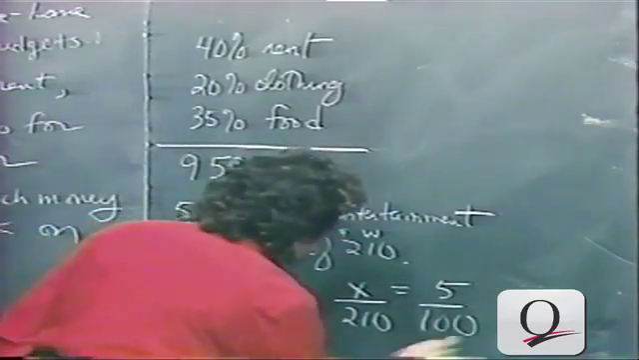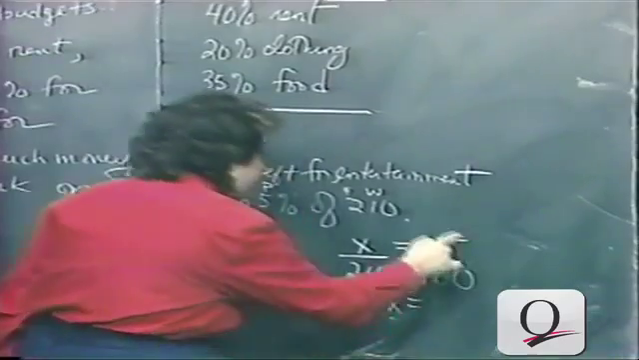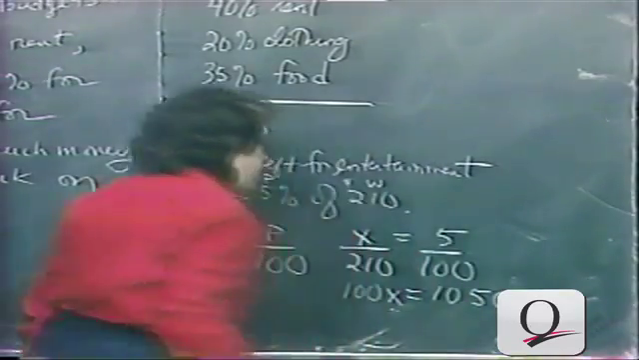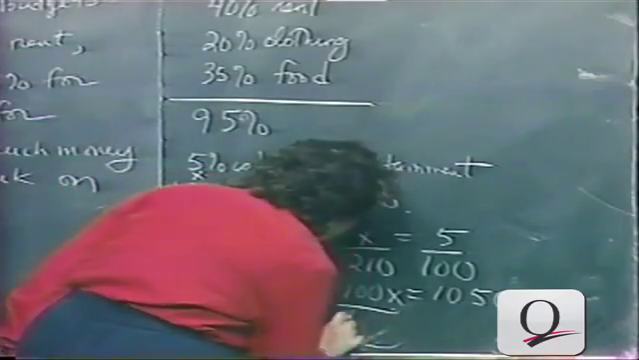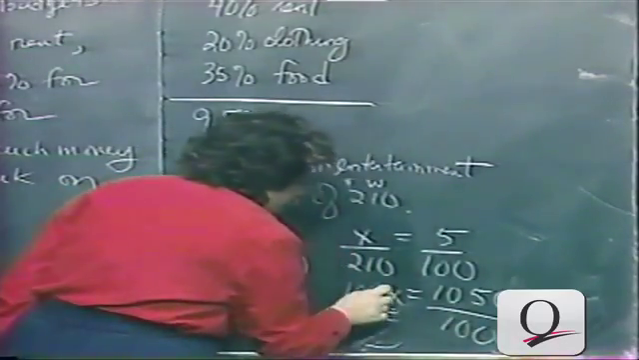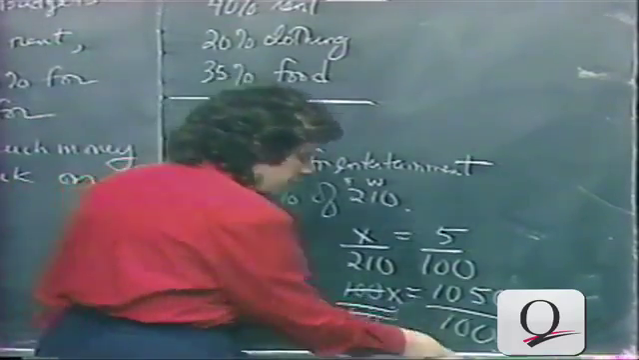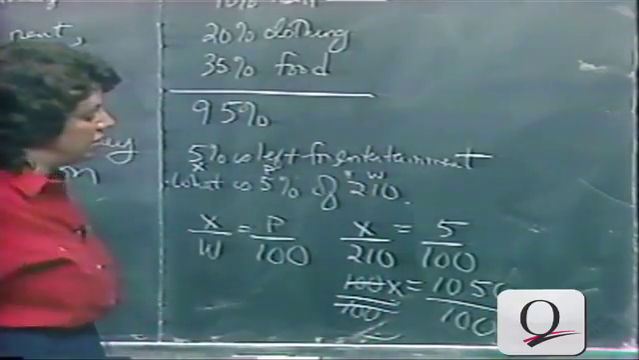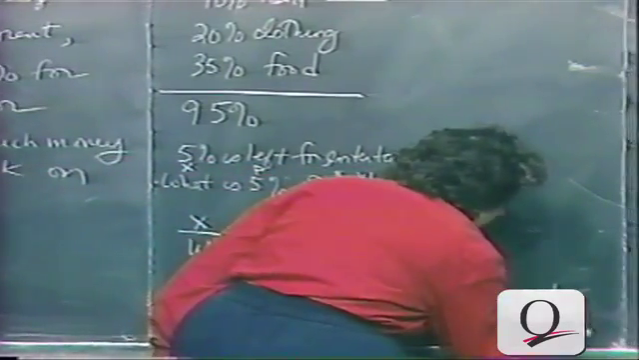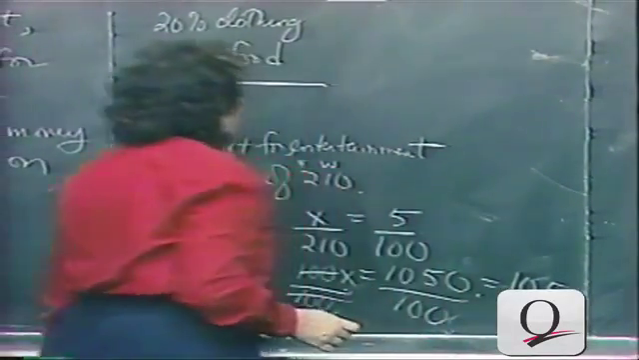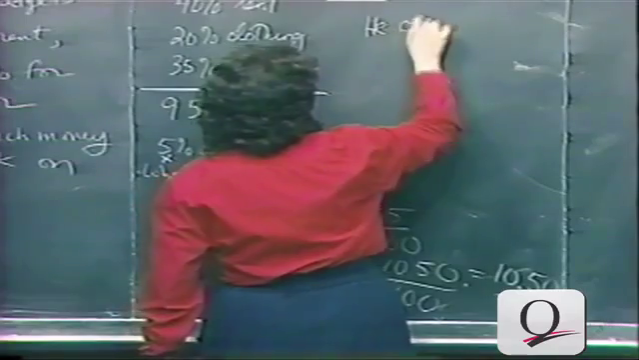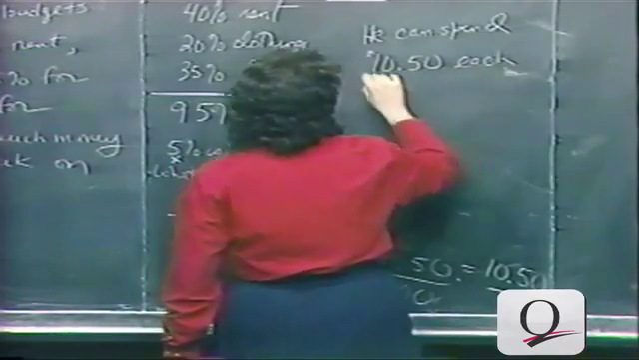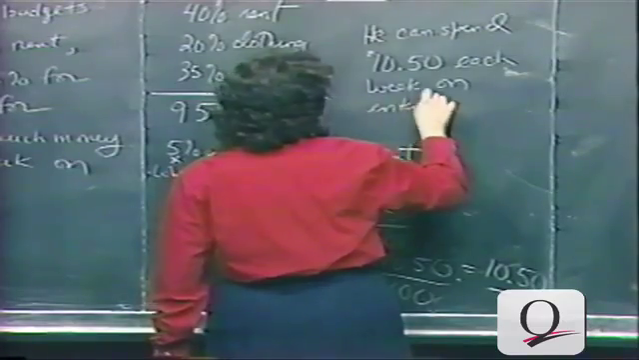Cross multiplying, which is how we solve this, we get 100x is 210 times 5, which is 1,050. Then, dividing both sides by 100, we can figure out the amount that he can spend on entertainment. To divide by 100, we move the decimal, which in an integer is assumed to be to the right of the number, 2 places to the left, and we get $10.50. Okay, so he can spend $10.50 each week on entertainment.